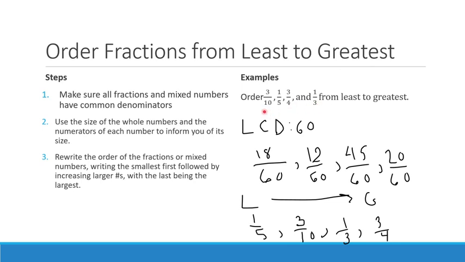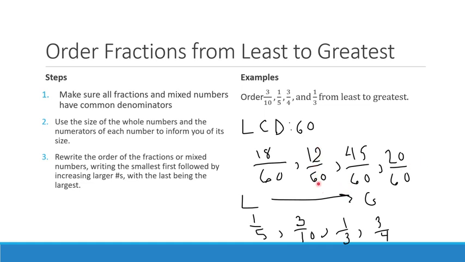Then I would create equivalent fractions in which the denominator for each of these were 60. 10 times 6 is 60, therefore 3 times 6 is 18. 5 times 12 is 60, therefore 1 times 12 is 12. 4 times 15 is 60, therefore 3 times 15 is 45. And 3 times 20 is 60, and 1 times 20 is 20. Now I want to choose the smallest of these numerators. That will be my first fraction.